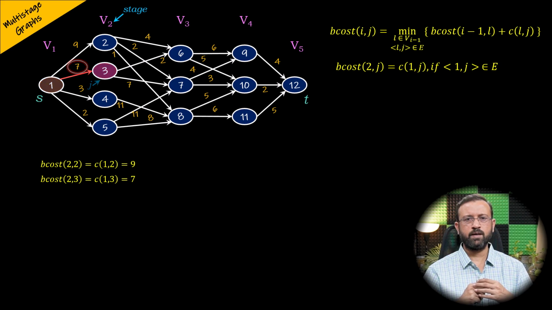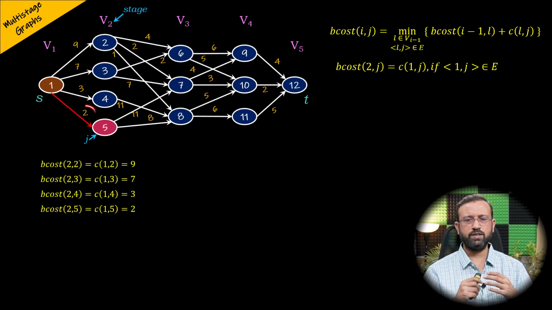Then BCost of stage 2 and vertex 4 is BCost(2, 4), which is equal to the cost of the edge between source vertex 1 and vertex 4, that is C(1, 4) and is equal to 3. And the BCost of stage 2 and vertex 5 is BCost(2, 5), which is equal to the cost of the edge between source vertex 1 and vertex 5, that is C(1, 5) and is equal to 2. So, we have computed the BCost of the path of all the vertices in stage 2.